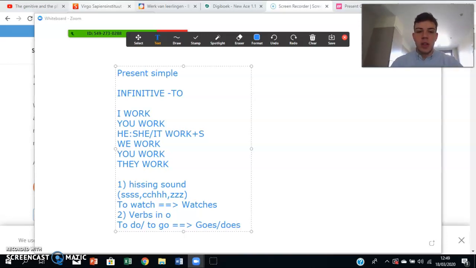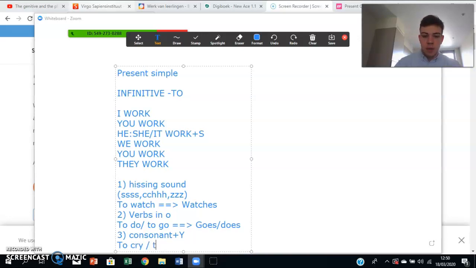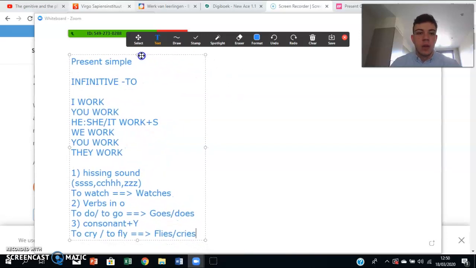The third and last exception, verbs ending in a consonant plus y. Okay, consonant, medeklinker. Examples: to cry, to fly. The Y goes away, and we add IES. So he, she, it flies. He, she, it cries. Okay. This is the format.